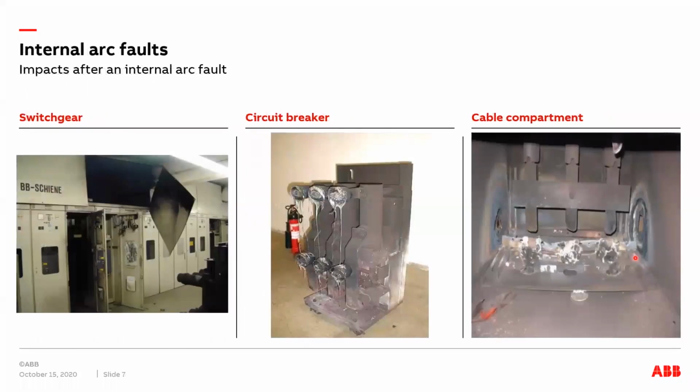So here are some examples of how it looks when you have had an internal arc fault in the switchgear. On the left side here we see medium voltage switchgear where you have had an arc fault in the busbar compartment up here. The effect of the arc has spread also to the nearby cubicles, also in the cable compartment here.